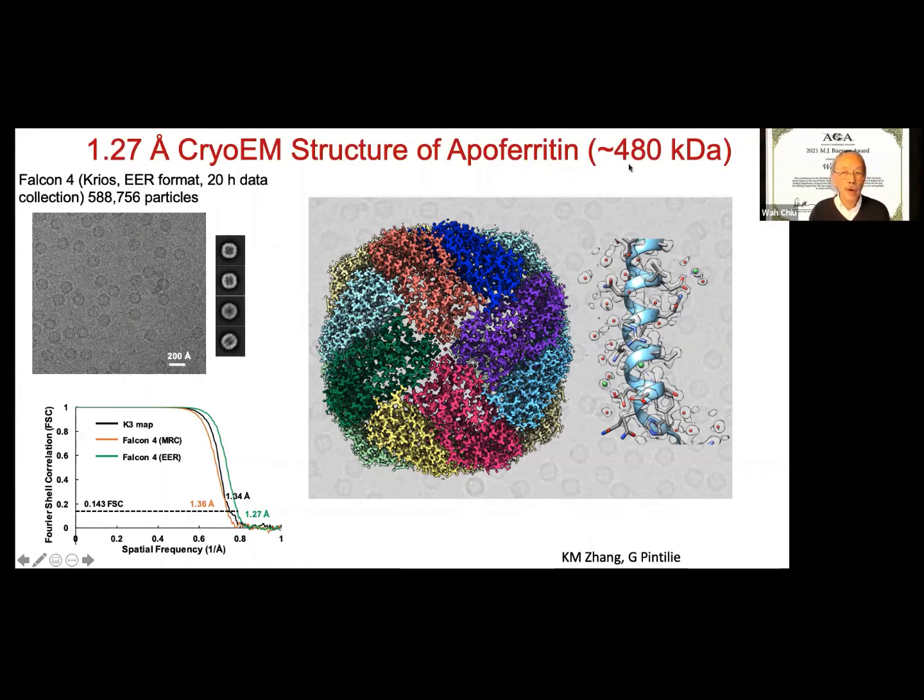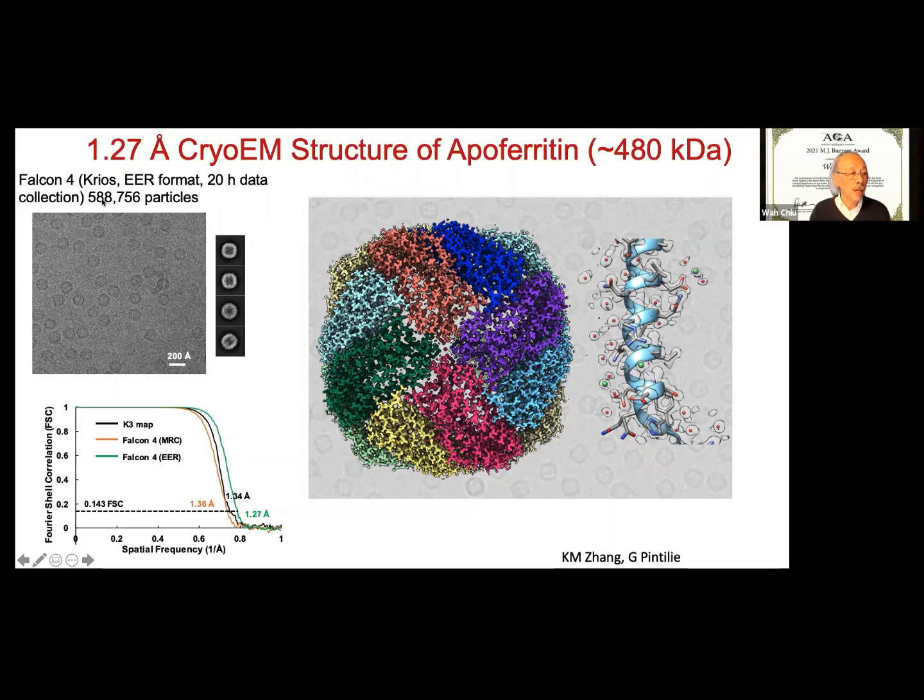apoferritins, 480 kilodalton, and there's no iron inside, just only one protein that makes up this protein cage with octahedral symmetry. This color represents the polypeptide, and they are made up of alpha helices. So this one alpha helix, with the side chain clearly, and also water and metal as well. So in this case, we actually collected the data only at 20 hours.